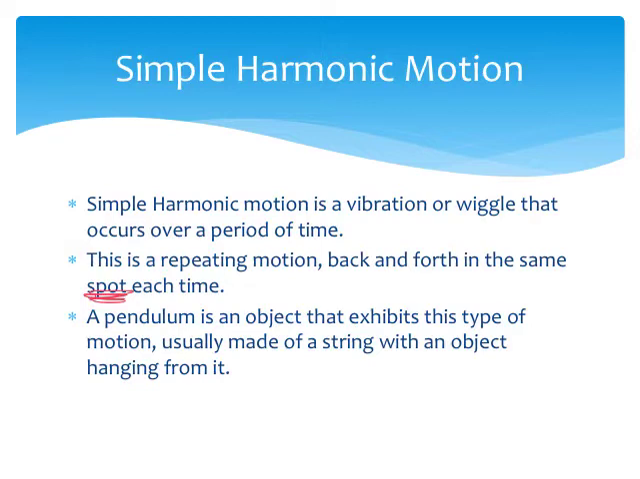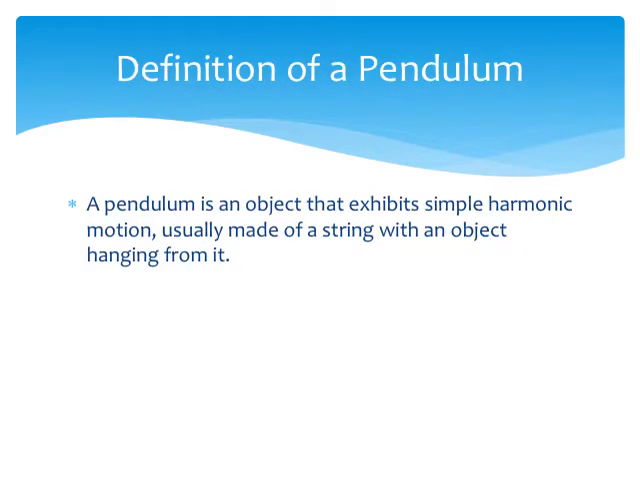Okay? And like the one that I demoed in class on my desk, that was just a string with an object hanging from it, and that's the most common way to make a pendulum. So, a pendulum is an object that exhibits simple harmonic motion, usually made of a string with an object hanging. So what it does is it swings back and forth, and it keeps doing that over and over. Now, in real life, pendulums stop, but in our simulation, the pendulum keeps going. Right? That's because in our simulation, there was no friction.